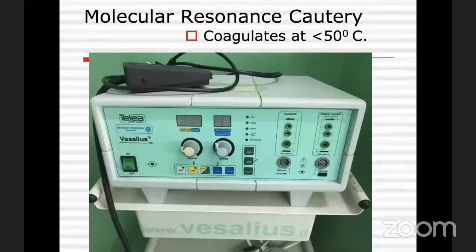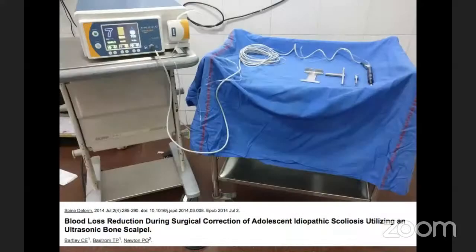We also have the molecular resonance cautery, because the advantage is that it coagulates at less than 50 degrees centigrade. So again, this is very helpful near the spinal cord. We also use the ultrasonic scalpel. Ultrasonic scalpel also reduces the blood loss during the surgery.